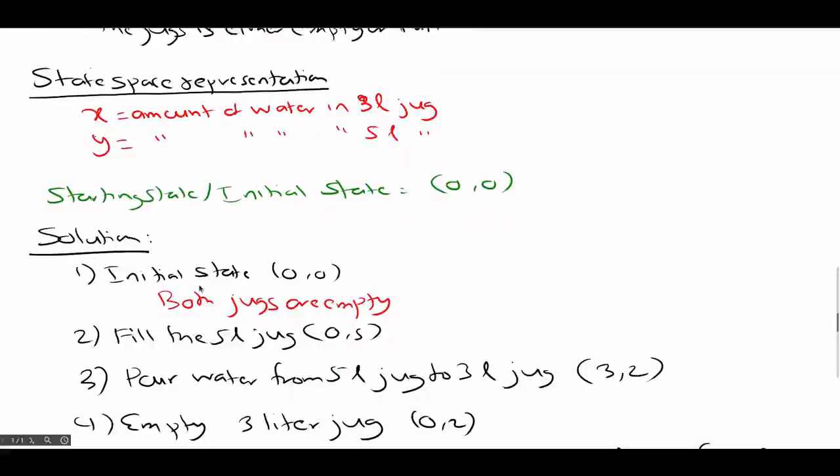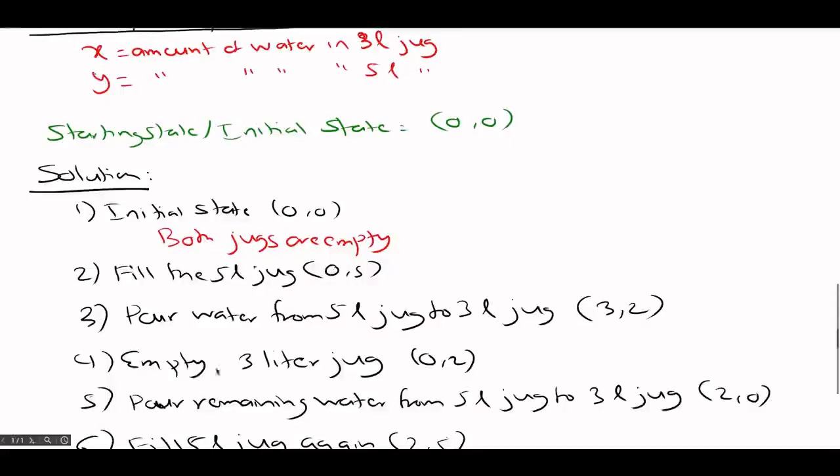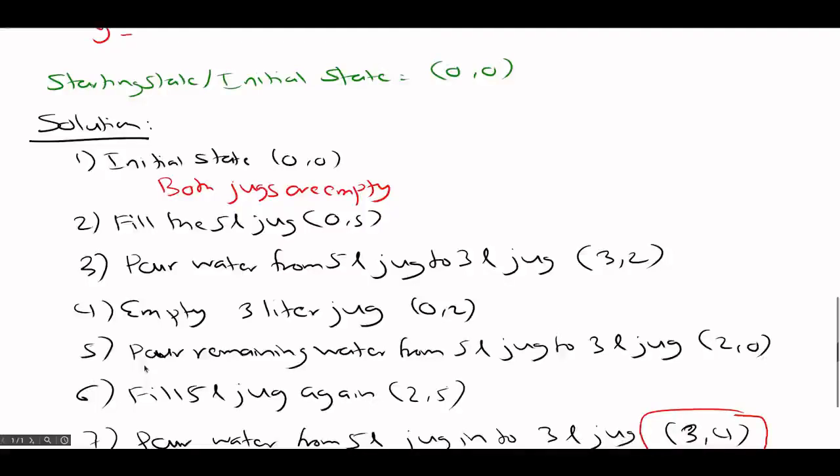The initial state is 0, 0, where both jugs are empty. Then we fill the 5-liter jug first, which takes the state to 0, 5. Now we pour water from the 5-liter jug into the 3-liter jug until the smaller jug is full. Now the 3-liter jug has 3 liters and the 5-liter jug is left with 2 liters. Then we empty the 3-liter jug back into the water source. Now our state becomes 0, 2. Then, in another step, we pour the 2 liters from the 5-liter jug into the empty 3-liter jug, which takes our state to 2, 0.